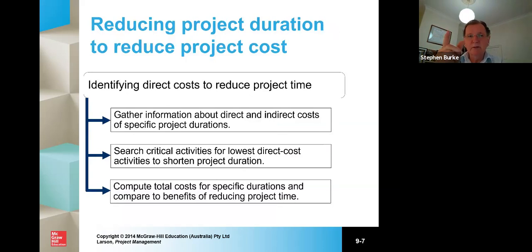And the little YouTube clip we look at and the worked example in the text shows that. You search for critical activities with the lowest direct cost to shorten project duration. So you say, look, we look at the critical activity, which has the lowest cost of taking a day or two out. We pick that because we can save a bit of time and it's lower cost than any other decisions. And then you look at the total cost for specific durations and you compare the benefits. So it's an analytical exercise.